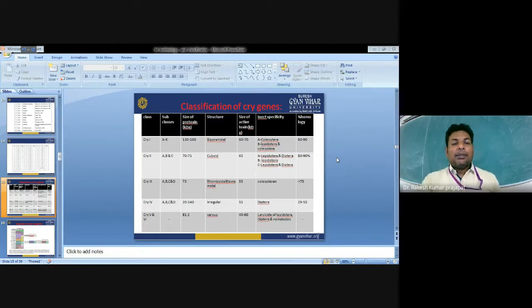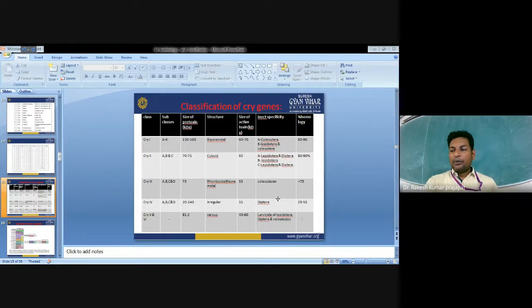If you talk about the Cry1 protein, Cry1 has different subclasses from A to K: Cry1A, Cry1B, Cry1C, Cry1D, Cry1E, till Cry1K. They have different subclasses based on some different physical and chemical properties. If you take the size of the protoxin, meaning the inactive form, because the newly synthesized protein is the protoxin, but it is inactive, the size varies from 130 to 160 kilodalton.